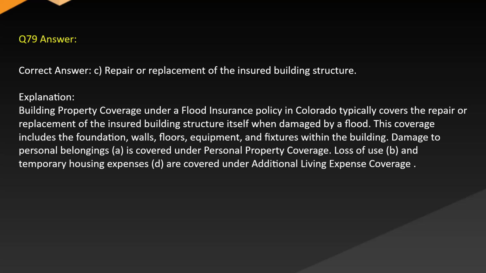Building property coverage under a flood insurance policy in Colorado typically covers the repair or replacement of the insured building structure itself when damaged by a flood. This coverage includes the foundation, walls, floors, equipment, and fixtures within the building. Damage to personal belongings (A) is covered under personal property coverage. Loss of use (B) and temporary housing expenses (D) are covered under additional living expense coverage.